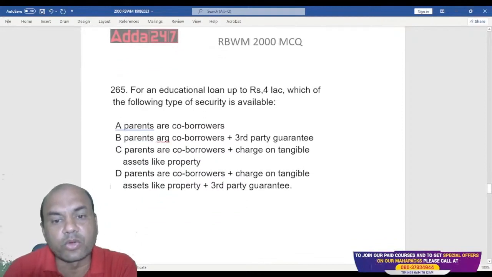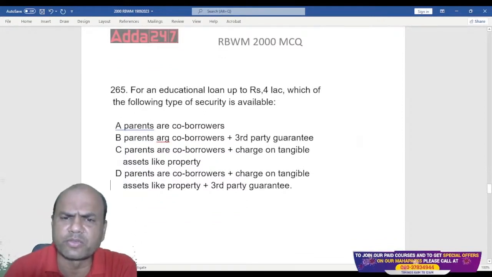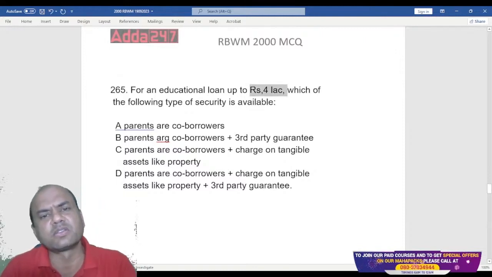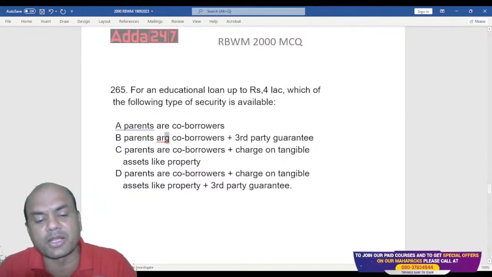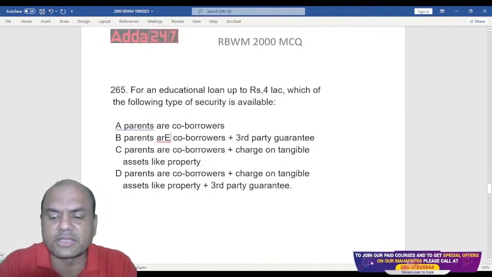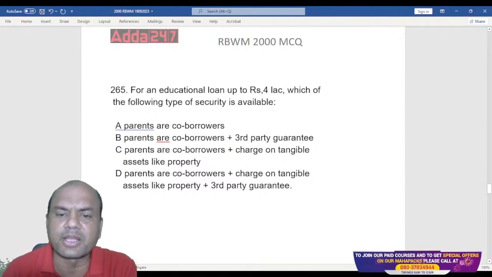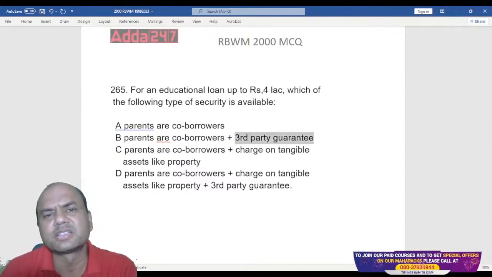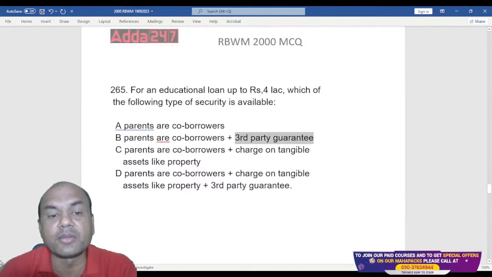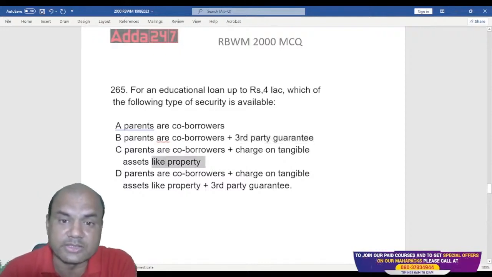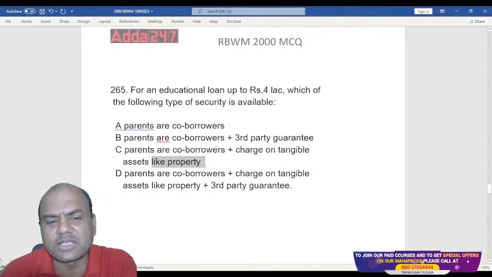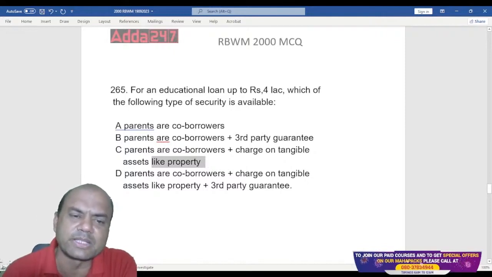For education loans up to 4 lakhs, which of the following types of security is available? What is the security taken? Parents as co-borrowers, or parents as co-borrowers plus a third party guarantor, meaning some known person as a guarantor. Or parents as co-borrowers plus charge on tangible assets like property, a house. Would they take a house as collateral for 4 lakhs? Or D, all of these: co-borrowers plus charge on tangible assets plus third party.